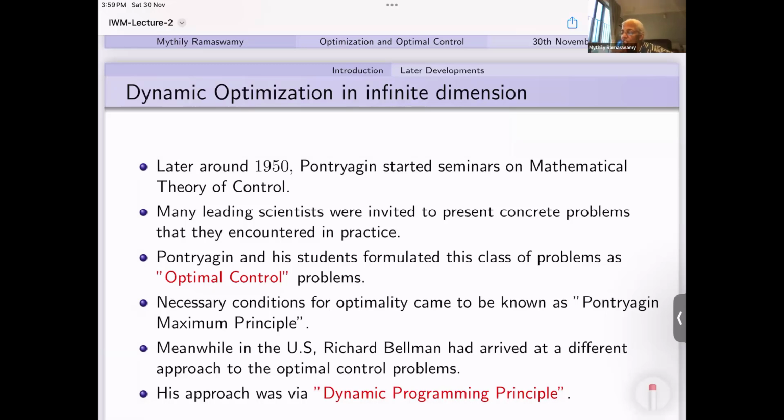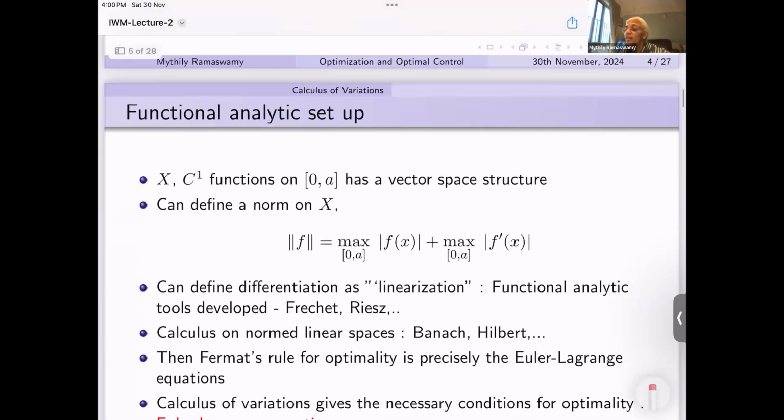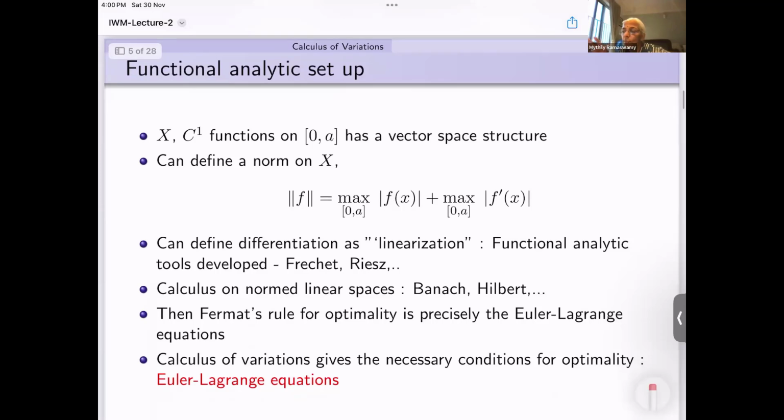Meanwhile, in the US, Richard Bellman also had arrived at such optimal control problems, but in a different route. He called it the dynamic programming principle. So I tried to indicate a little bit of these two. So as you can imagine, all these are happening in infinite dimensions. So we have to worry about the functional analytic setup.